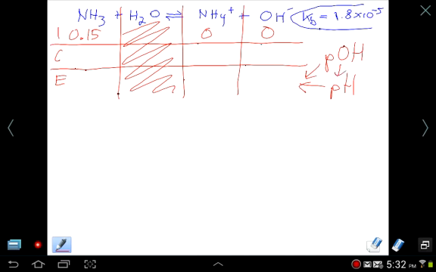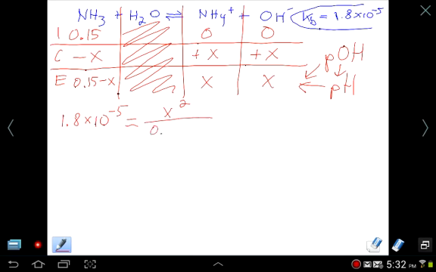So we'll have to use X's. We must lose on the reactant side and gain on the product side. And because all of these are 1:1 mole ratios, we simply have -X, plus X, and plus X. At equilibrium, we have X's, and we have 0.15 minus X. Let's go ahead and set up our Kb equaling our equilibrium concentrations. So Kb, which is 1.8 times 10 to the -5th, is equal to X squared over 0.15 minus X.